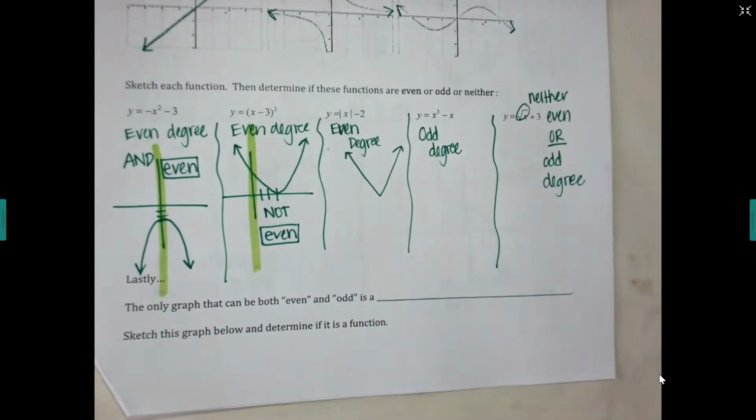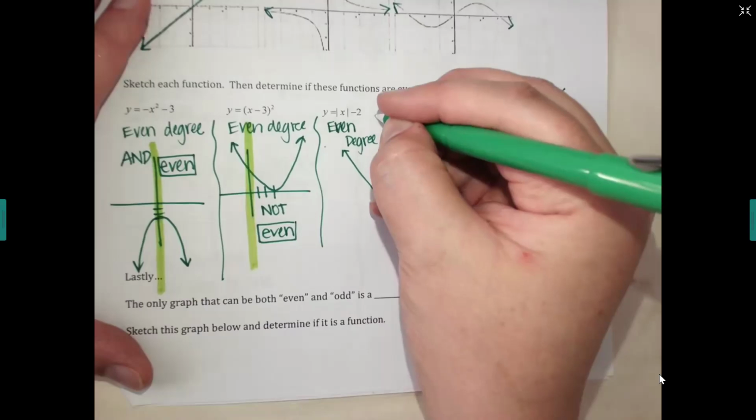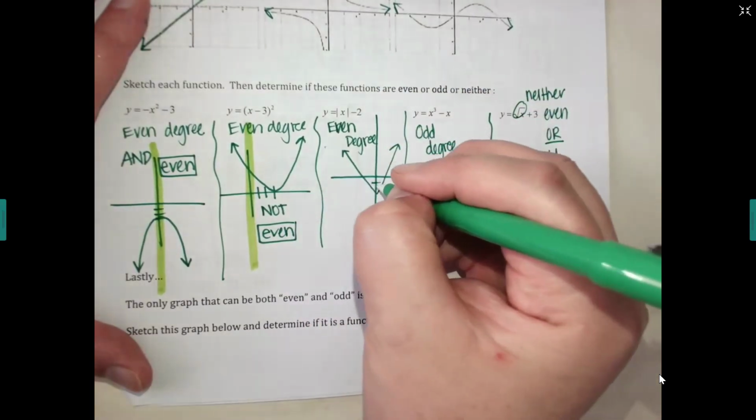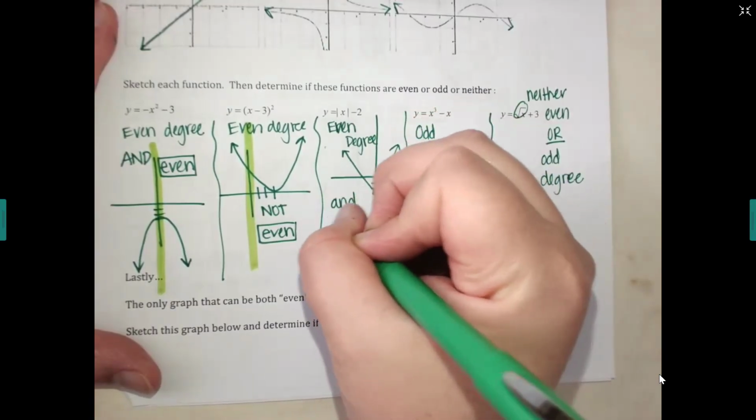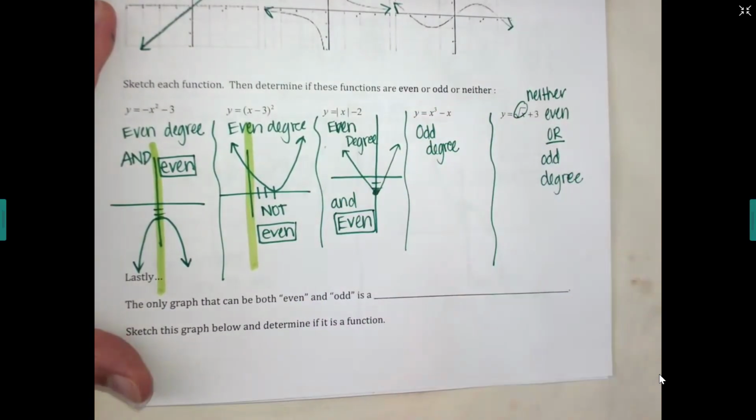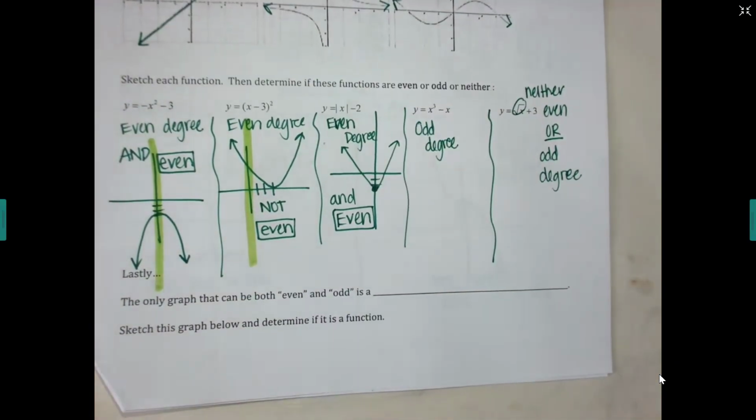Okay, next one. We have absolute value x minus 2. We already said that's a V. How does the minus 2 shift it? Down 2. So kind of do your best here with the V that we already drew. Just make it like down 2. We already know it's even degree because the ends both point up. How do I tell if it's truly even? What has to cut it in half? The y-axis does it. Then this one is also even. And remember the difference. Even degree is what the ends are doing. Purely even means the y-axis cuts it in half.